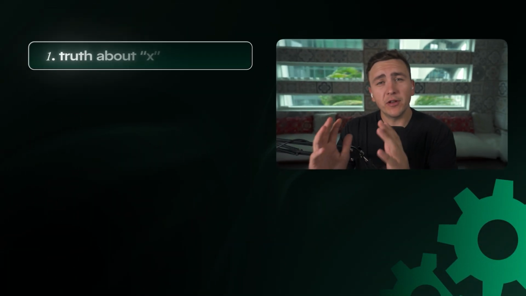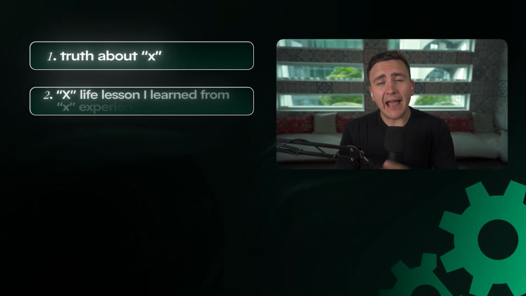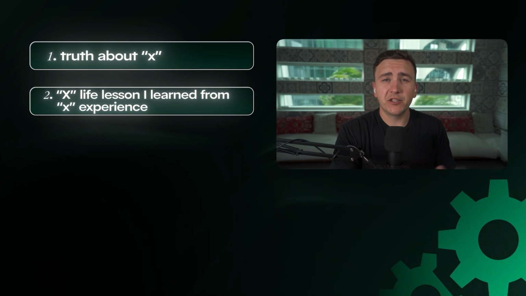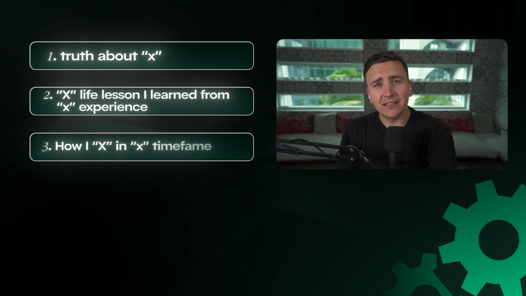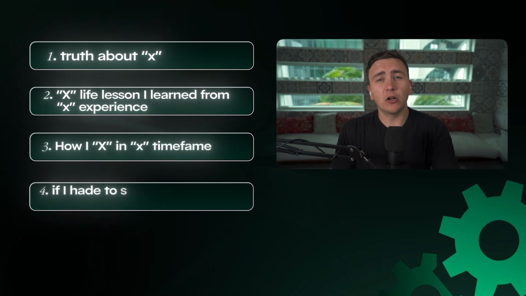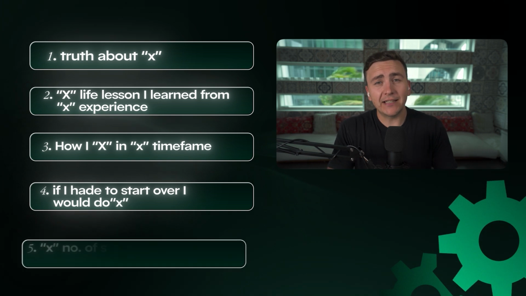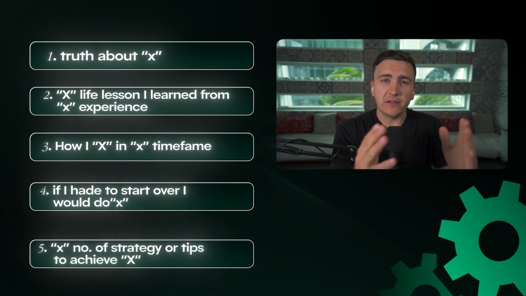Number 1 is the truth about X. Number 2, X life lessons I learned from X experience. Number 3, how I X in X time frame. Number 4, if I had to start over, I would do X. Number 5, X number of strategies or tips to achieve X.